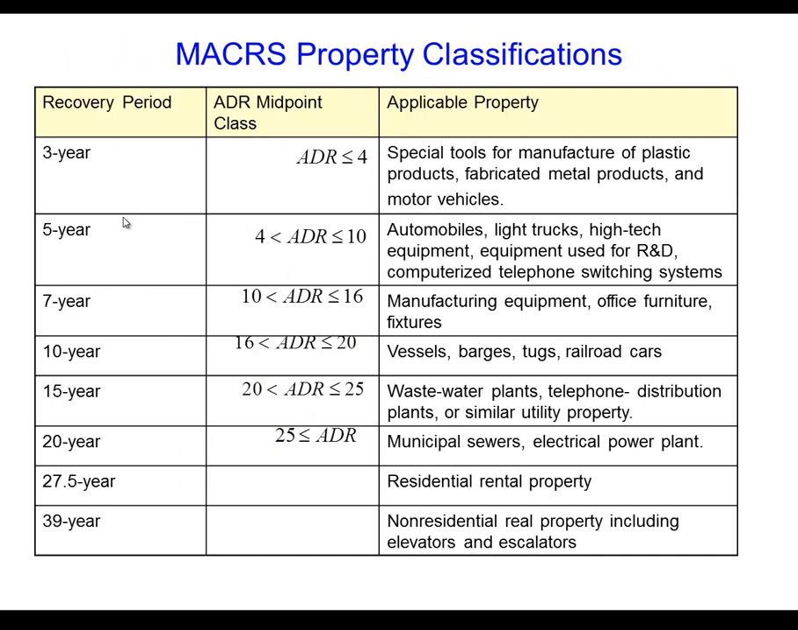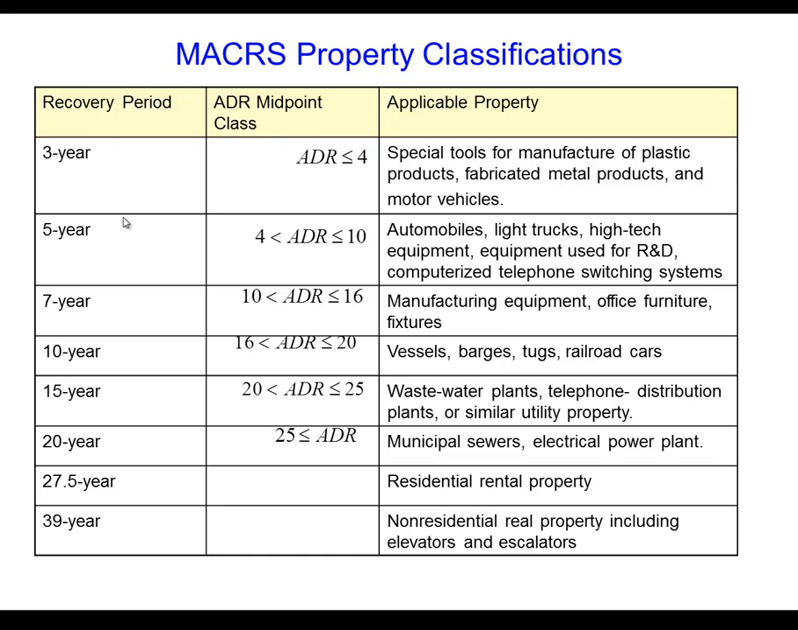The modified accelerated cost recovery system property classifications are the guidelines that were set to determine the tax depreciation amount. In these guidelines, several classes of assets were created, each with a lifespan called recovery period. So they give you an example. They will tell you if your property matches this, then this is the recovery period and this is the midpoint for that class. Those periods don't correspond to expected useful lives.